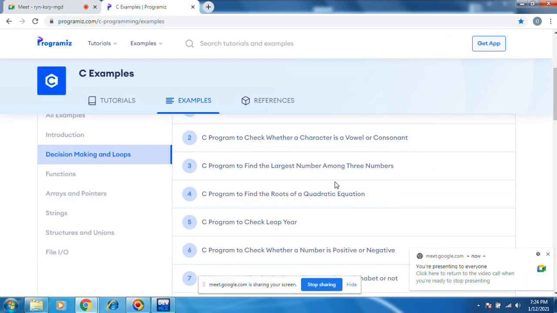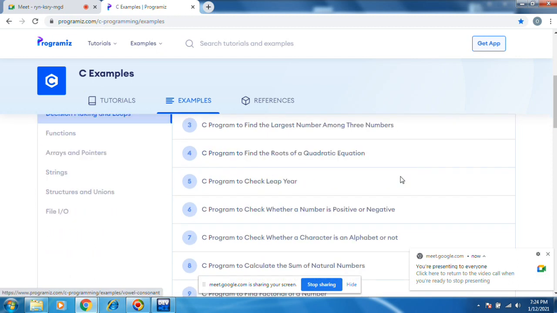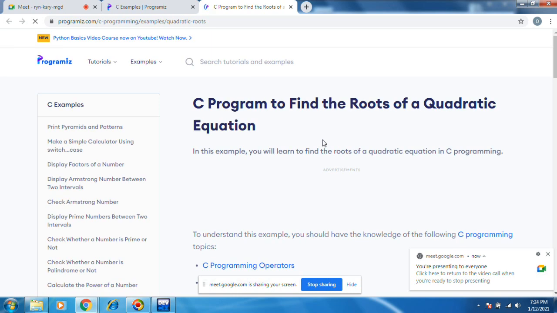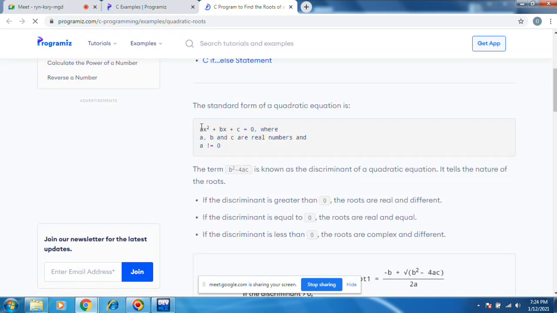Let's start this session with some more decision making and loop examples. Now let's see. C program to find the roots of a quadratic equation. In this example, we need to find out the roots. This is called a quadratic equation.